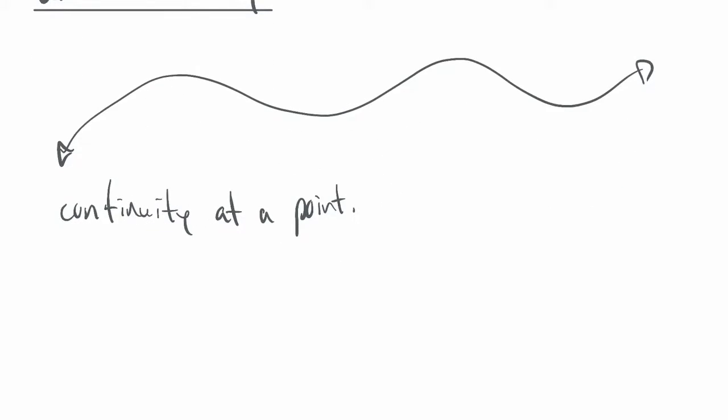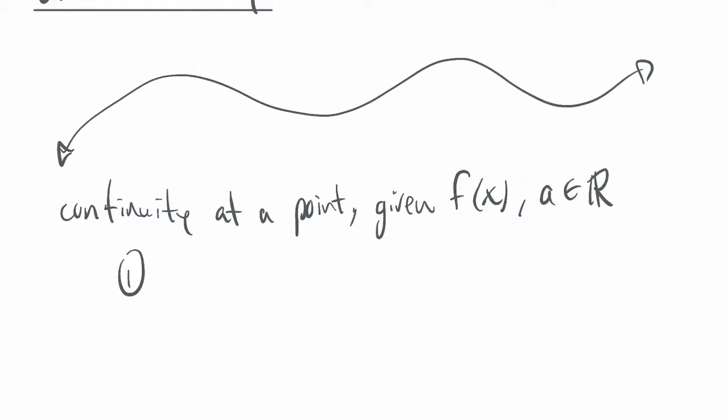So basically, continuity at a point means that there are three things that happen. Basically you have to have some function and some value: given a function f of x and a number a in the real numbers. One, you need f of a to exist. The function must be defined there. So basically, you need a to be in the domain of the function.